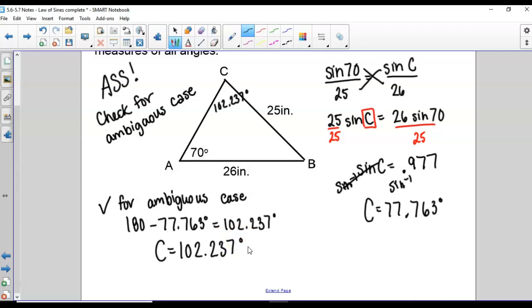So it could equal either one of those. So if you're asked to solve the triangle, you're going to have to solve the triangle one way and then solve the triangle the other way. So you'll have two sets of possible answers. So it's twice as much work, which is annoying. But we can do it. So let's start with that 77.763. So let's just pretend that that is the angle. So if C equals 77.763, then B is pretty easy to find.